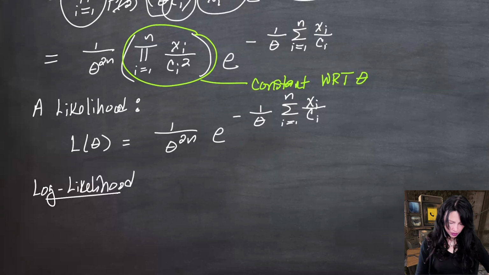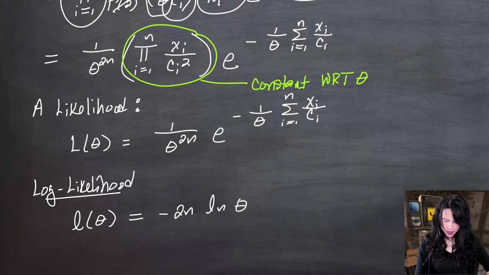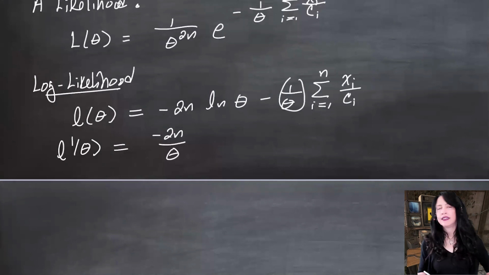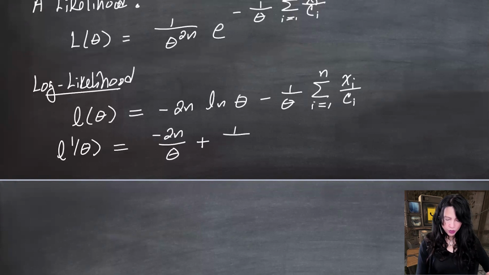So the log likelihood is negative 2n log theta minus 1 over theta, the sum as i goes from 1 to n of xi over ci. Let's take the derivative. We get negative 2n over theta. And then this is a theta to the negative 1. Its derivative is negative theta to the negative 2. And combining that negative with this negative, we're going to get plus 1 over theta squared, the sum as i goes from 1 to n of xi over ci.